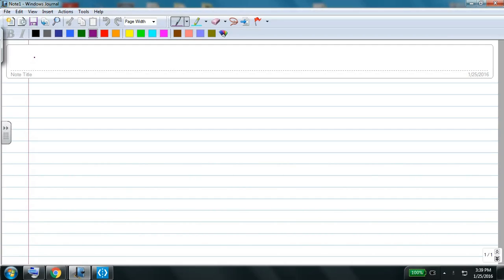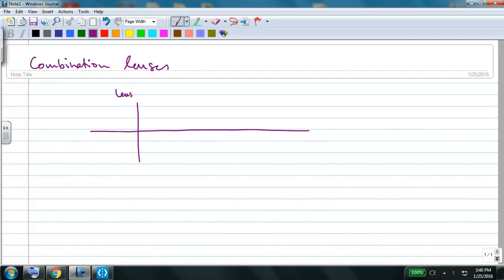What we're going to talk about today is combination lenses, which is when you have two lenses, and it's a little bit complicated. So I'm going to try and go slowly, and let's see if we can figure this out. The idea is that you have lens number one and lens number two, and our object is usually going to go right here.